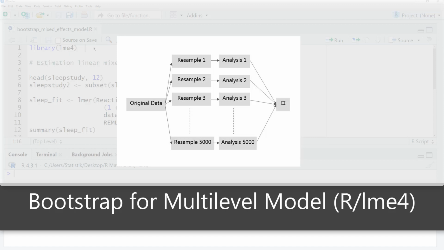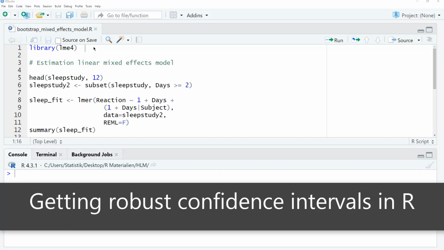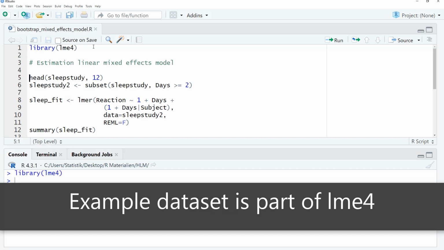How to use bootstrapping for a multi-level model or linear mixed effects model using the LME4 package in R. If the normality assumption is violated for your model, then bootstrapping can be a solution. And it's quite easy to get bootstrapped confidence intervals for an analysis with the LME4 package. The example dataset sleepstudy is part of LME4, so you can run the same analysis yourself.